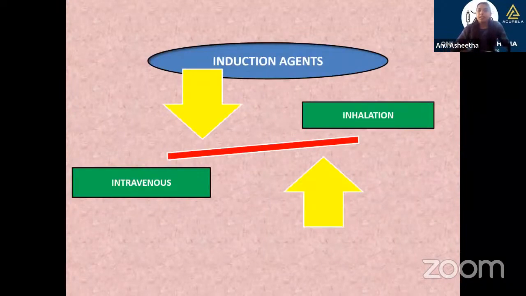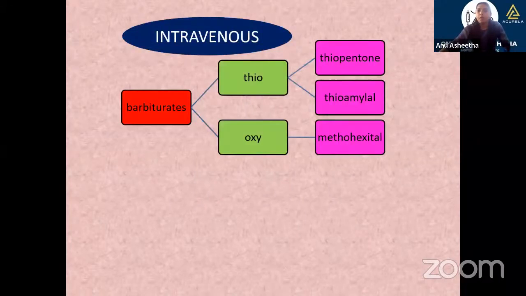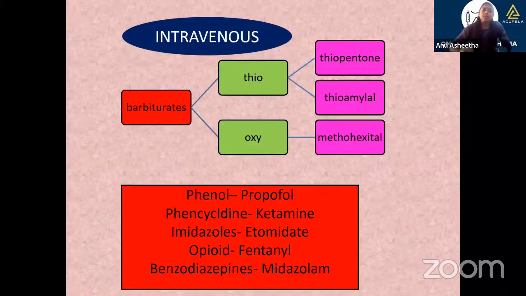So induction agents are broadly classified into intravenous and inhalational induction agents. But today we are mainly going to concentrate on intravenous agents. First of all, intravenous agents are broadly classified on the basis of their pharmacological structures into barbiturates, substituted phenols, phencyclidine derivatives, imidazoles, opioids, and benzodiazepines. Opioids and benzodiazepines mainly find their way only in co-induction and preemptive analgesia. They are rarely used in induction.